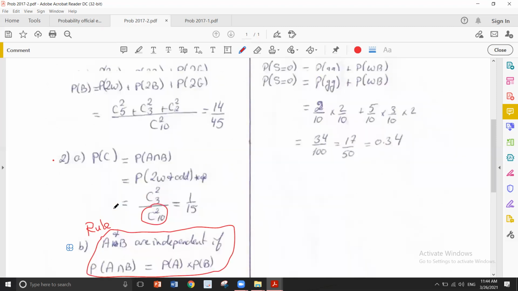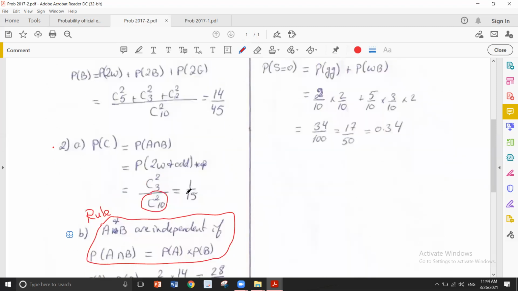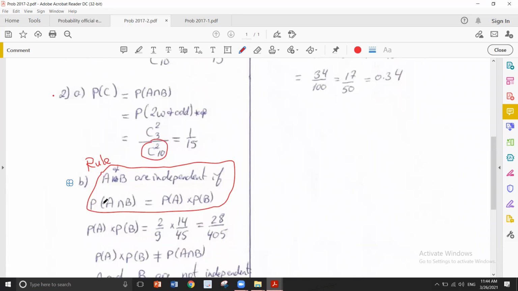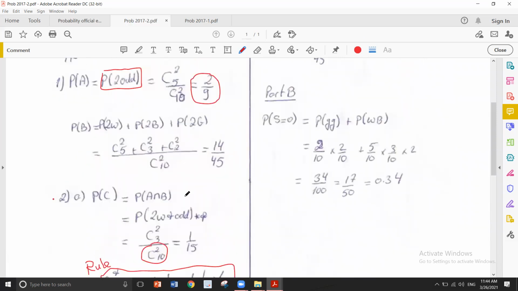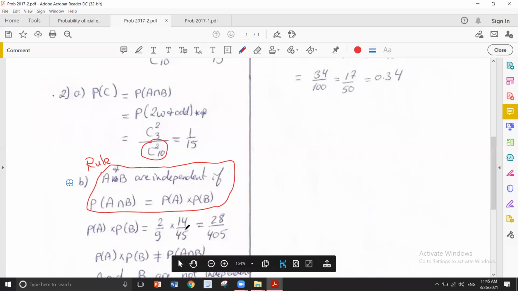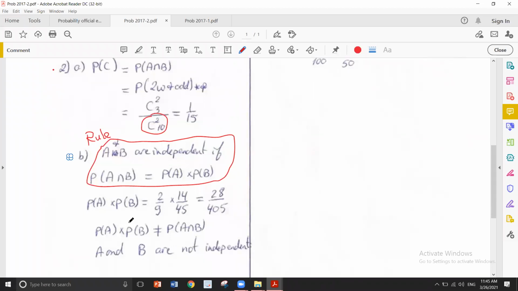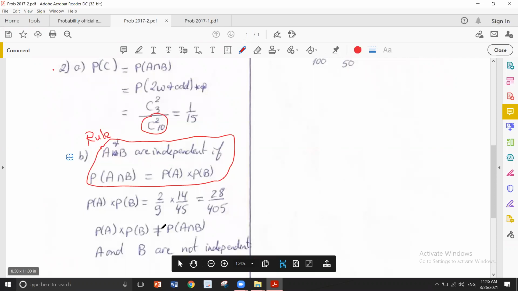Now, let's check here. I have determined that the probability of A intersection B is 1/15. I calculate the probability of A times the probability of B. P(A) is 2 over 9, times 14 over 45, equal to 28 over 405. So the probability of A times the probability of B is different from P(A intersection B), which is 1 over 15. So A and B are not independent.